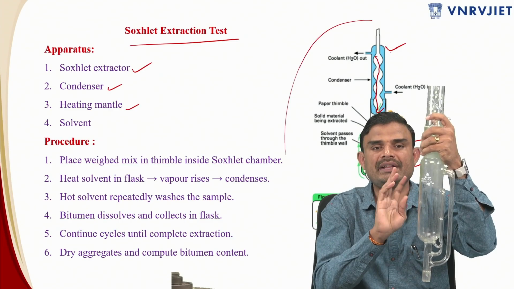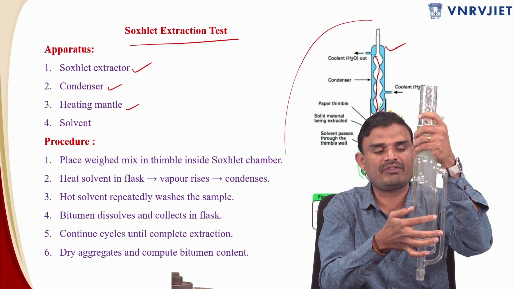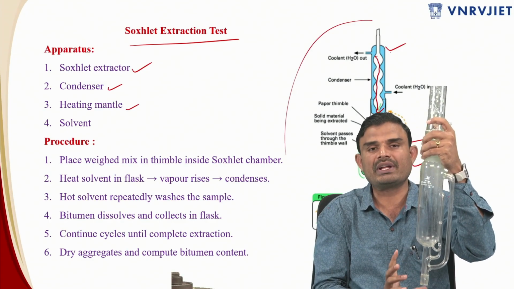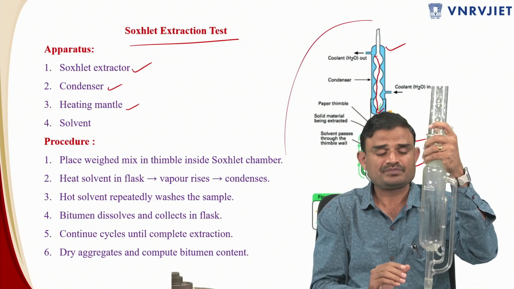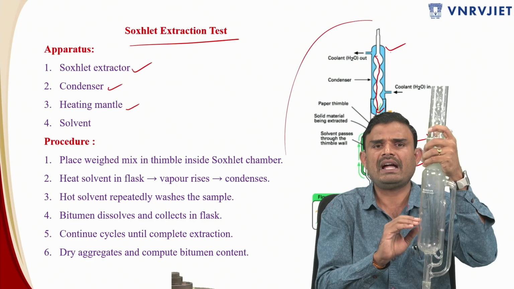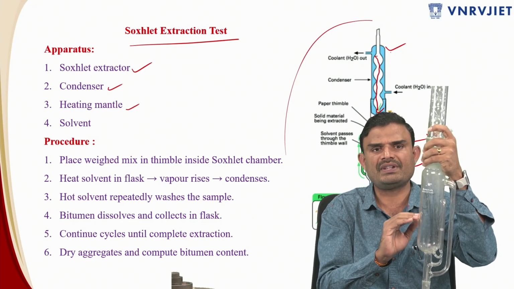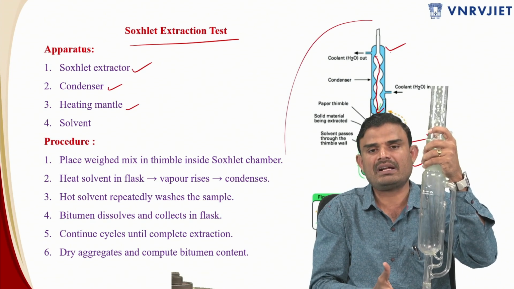You have to keep on adding the solvent such that there will be a rise of the solvent along with the bitumen, and that will be coming and deposited to the bottom of the conical flask. That has to be repeated for one cycle, and after that you have to add another half of the solvent into this. You have to add solvent up to the half of this tube. So another half will be coming from the bottom conical flask.